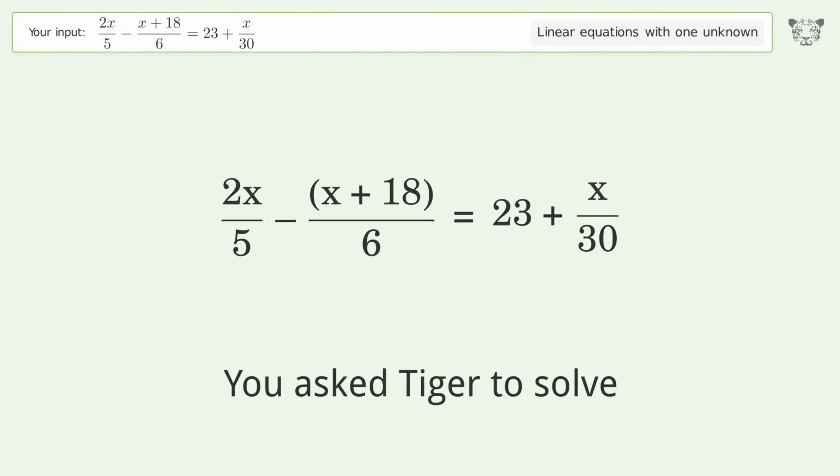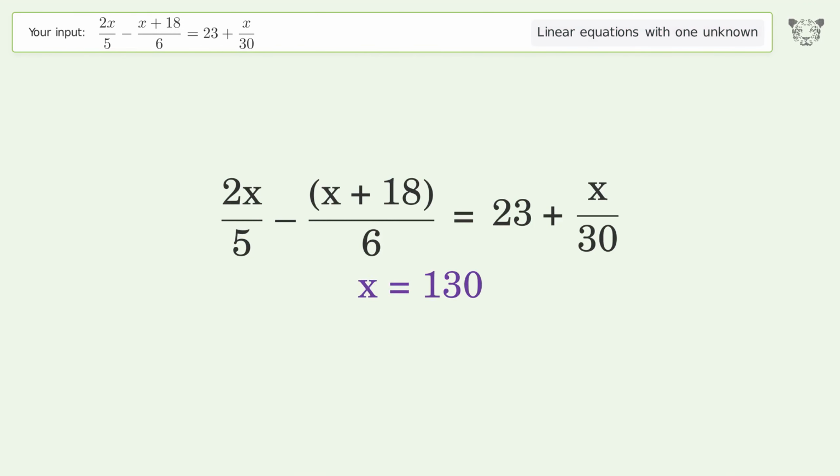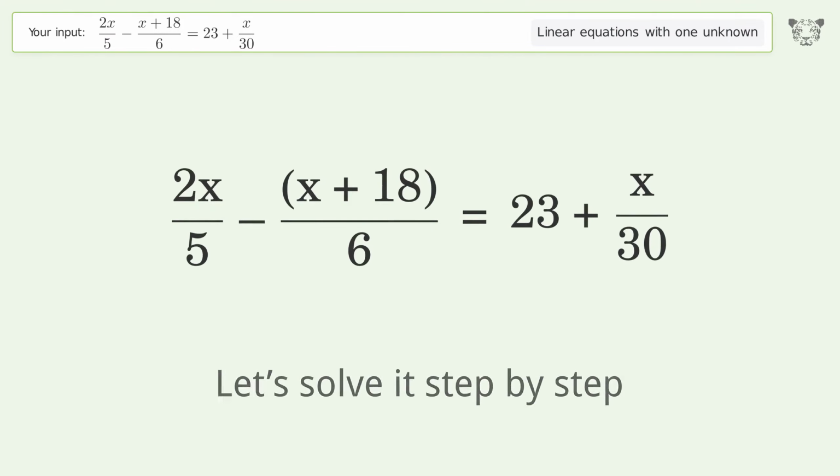You ask Tiger to solve. This deals with linear equations with one unknown. The final result is x equals 130. Let's solve it step by step.